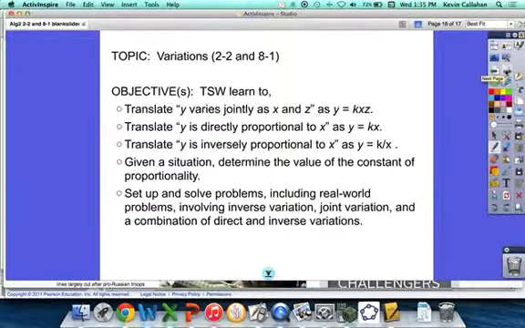So that is the lesson, right? These are, again, the essential learnings from the SOLs. We're supposed to understand what it means to say y varies jointly as x and z, y equals kxz. We're supposed to know what it means to say y is directly proportional to x, y equals kx, and inversely proportional, k over x. And then given a situation, determine the value of the constant of proportionality, set up and solve problems.